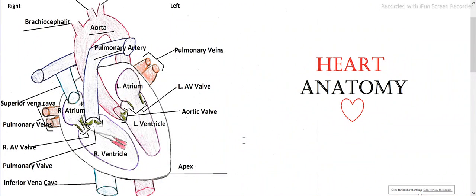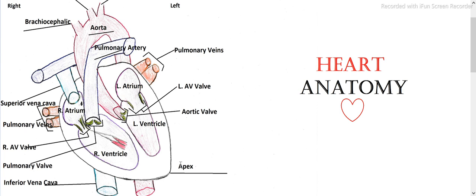Hello student nurses. In this video we're going to be going over the heart anatomy. Before we get into actual anatomy, we're going to be doing some orientation. As you see up here, we have the right side and the left side. This is opposite of us because we're looking at it as if it were a patient.